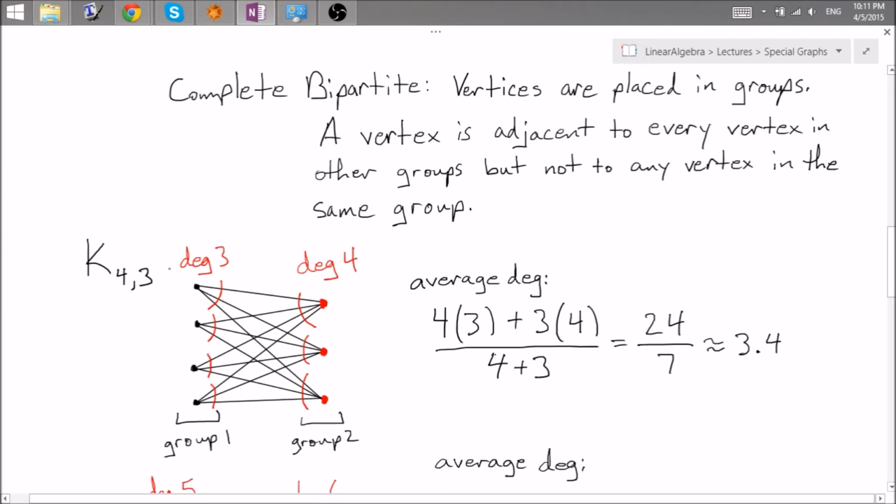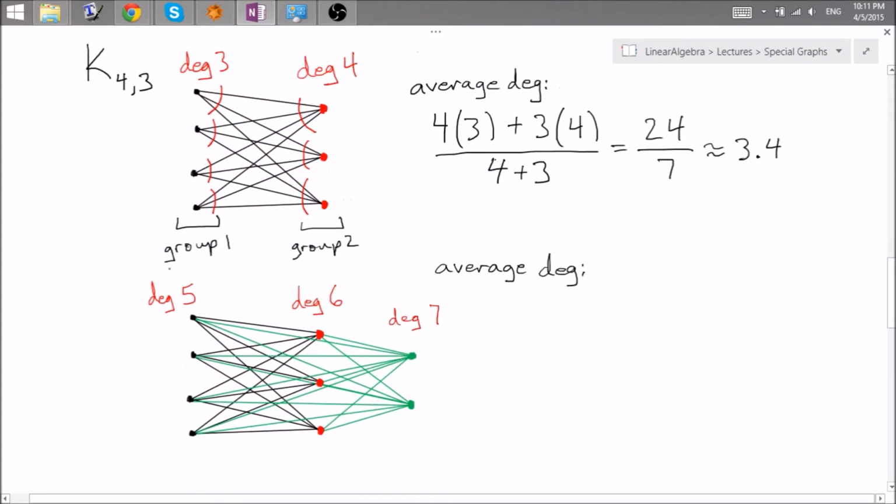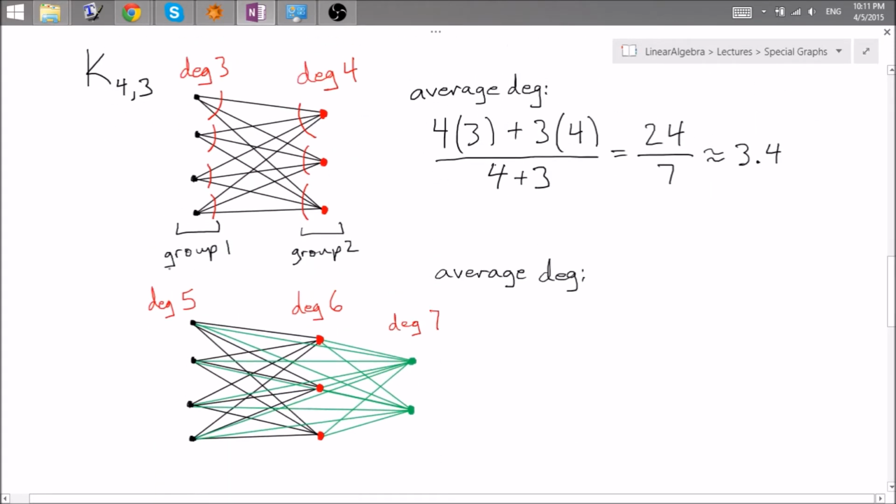Now we can have more than 2 parts. We can have 3 parts, for instance. So here we have added this green set of vertices and then added a bunch of green edges. Notice that when we add the green vertices, they are all adjacent to both the red vertices, so we come here as well as all the way back over here to the first group. So that's why each one has degree 4 plus 3 is 7.